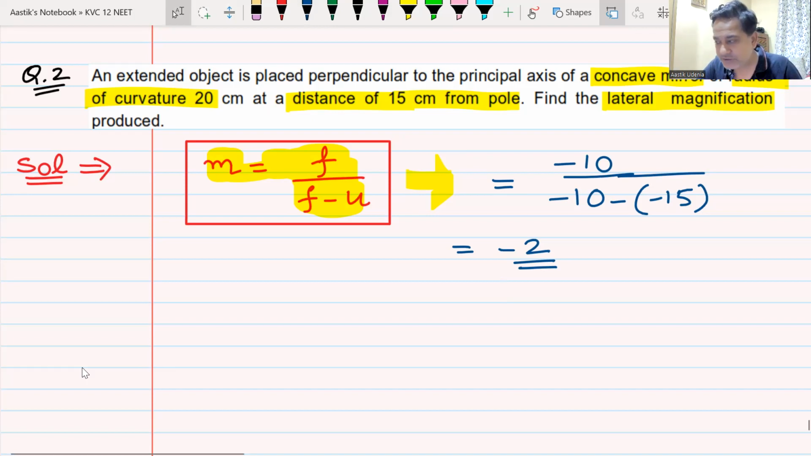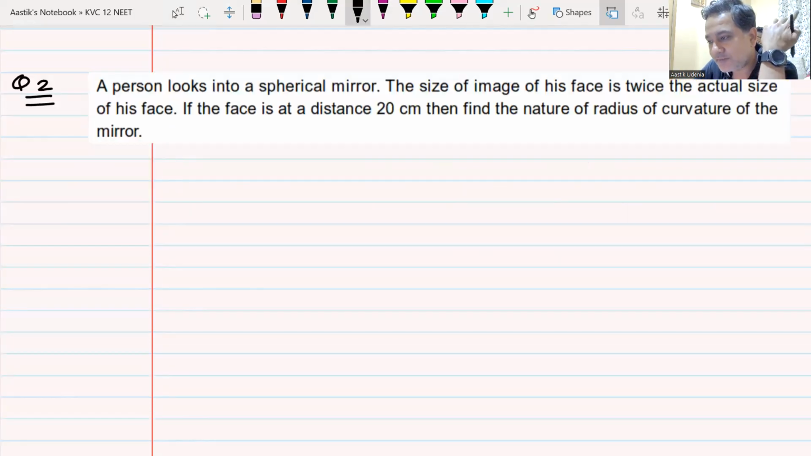Are we ready for the third question? Yes, sir. Let's see who does this. Again, I think this is a question from your sheet, from your study material. A person looks into a spherical mirror. The size of the image of his face is twice the actual size of his face. His face is at a distance of 20 centimeters.